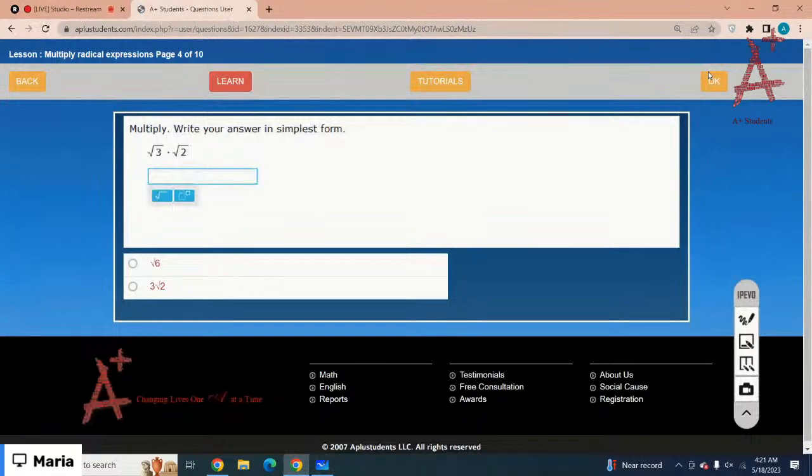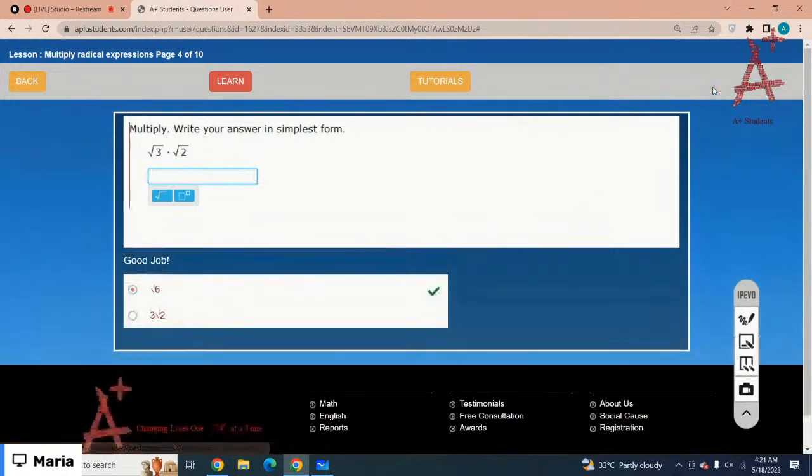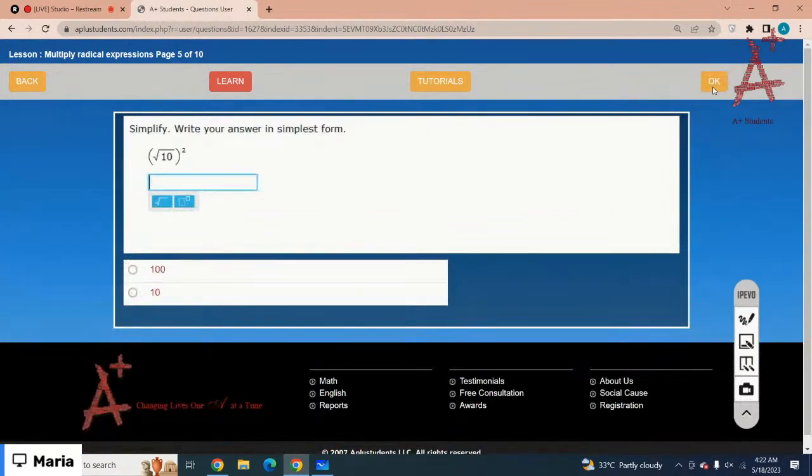Okay, the next one is square root 3 times square root 2. So which is the correct option? It would be square root 6. Option number 1 is the correct option. You just have to multiply and you cannot simplify. They are already in simplified form. Okay, the next one is square root 10 squared. So which is the correct option? The square and square root cancel out, so you are left with 10.